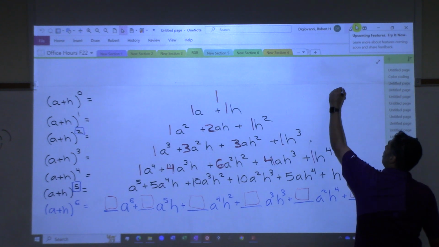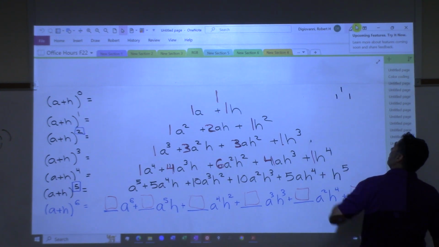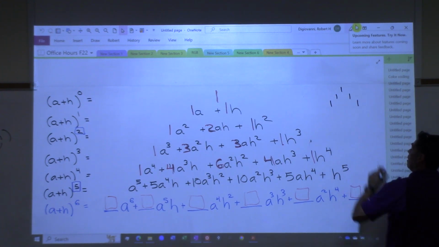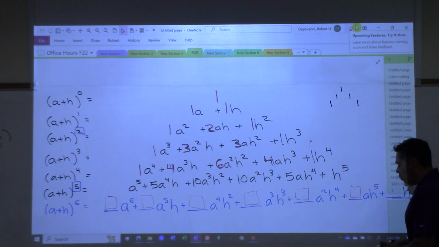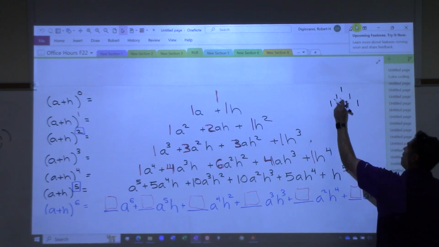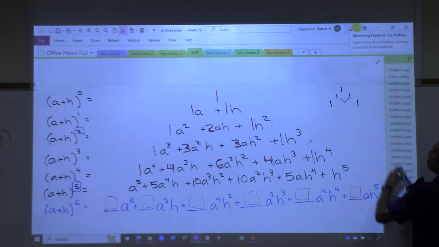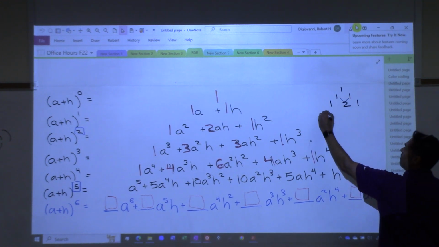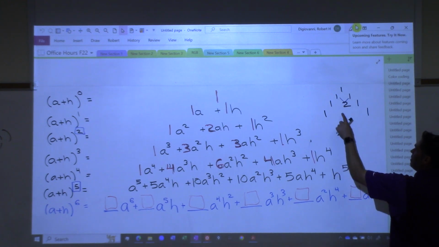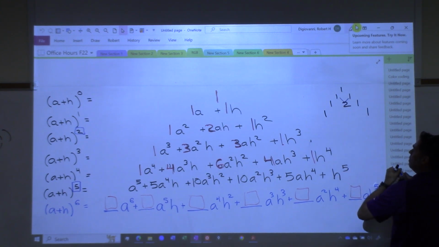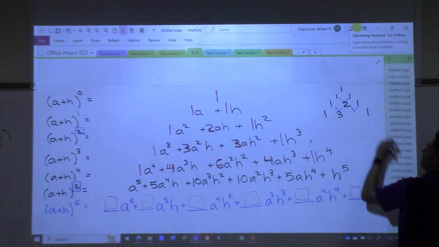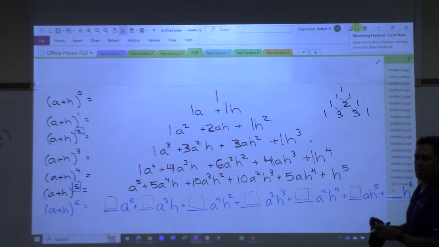Let me do it right here. I have 1. The next row should be 1, 1. Now the third row should have 3 numbers, and the 2 end ones have to be 1s. And the number in the middle is always just the sum of the 2 numbers above it. So what's 1 plus 1? 2. How many numbers on the next row? 4. The 2 edges have to be 1 and 1. So I need 2 numbers in the middle. How do I get this number? 1 plus 2 is 3. And then 2 plus 1 is 3. So 1, 3, 3, 1. Do you see it in here?